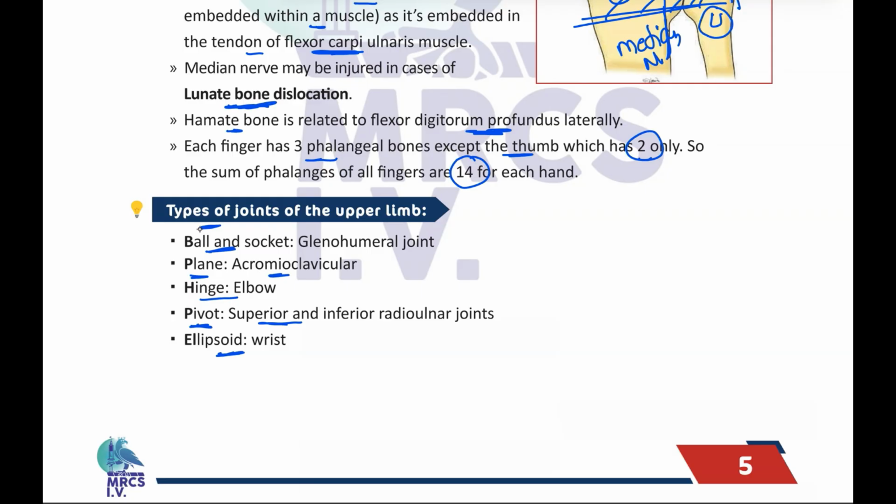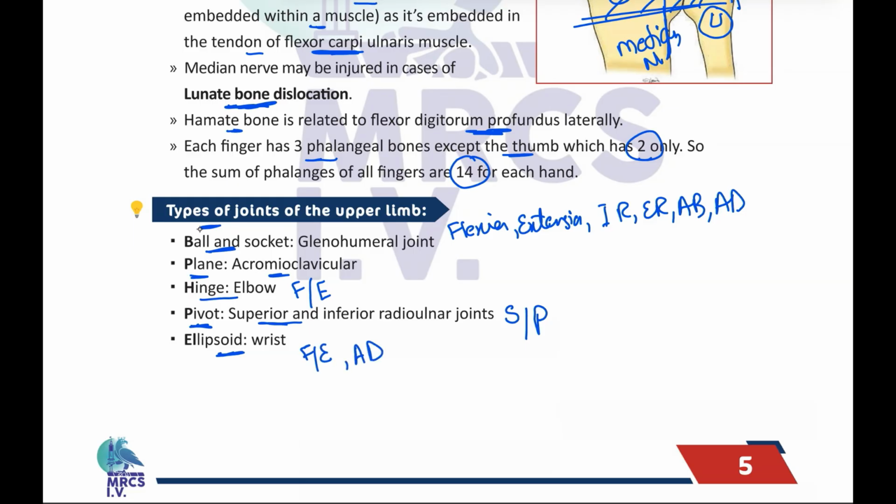So just in a short summary, let's talk about the movements. At the shoulder joint, we have flexion, extension, internal rotation, external rotation, abduction, and adduction. At the acromioclavicular joint, there is only gliding. At the elbow, there is flexion and extension. At the superior and inferior radioulnar joints, there is supination and pronation. Similarly, at the wrist, we have flexion and extension, along with adduction and abduction, which are known as ulnar deviation and radial deviation, respectively.